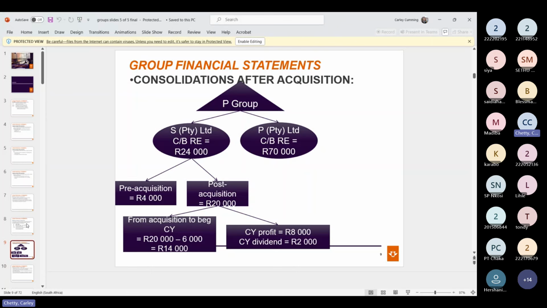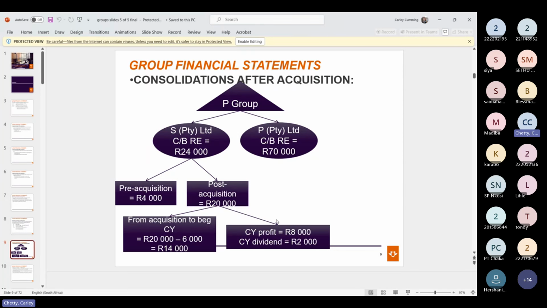Then that post-acquisition portion is going to be split between the current year profits and the amount that relates to the period after acquisition to the beginning of the current year. So remember, in this scenario, the subsidiary could have been bought 2 years ago, so it was not bought in the current year. Therefore, for that post-acquisition profit of 20,000, you need to ask yourself what amount of this was earned in the current year profit.